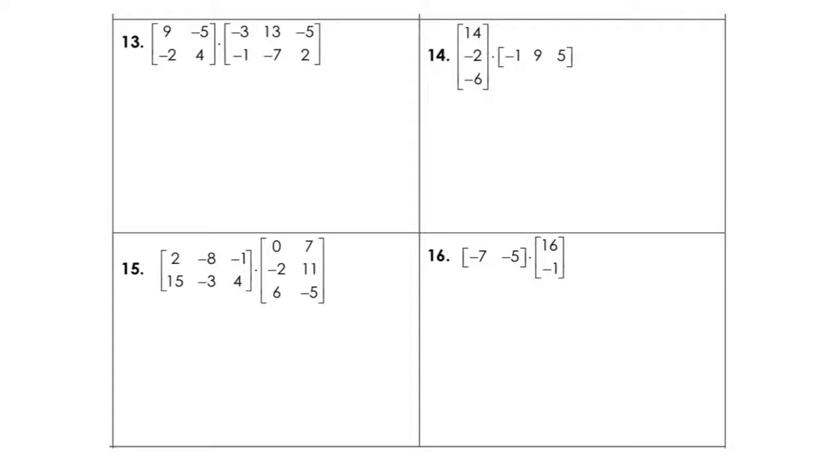Okay, so in number 13, if we continue on our pattern, then we are going to need to check our dimensions. We have a 2 by 2, and then our next one is a 2 by 3, and so those do match, so the dimensions of our answer should be a 2 by 3. And so now multiplying this out, again, you're going to take this row, multiply it to this column, and so you're going to have negative 27 plus 5, and that's going to be that first element.